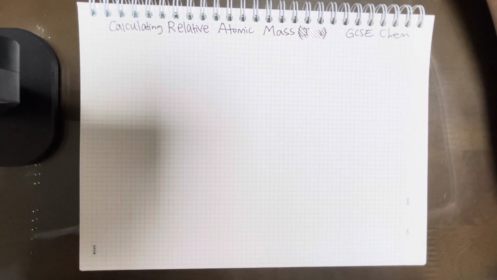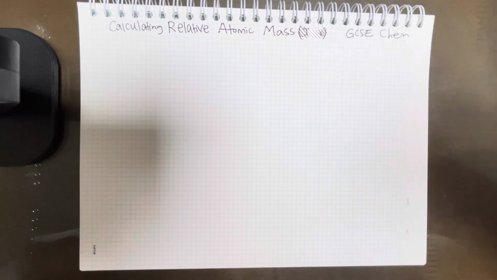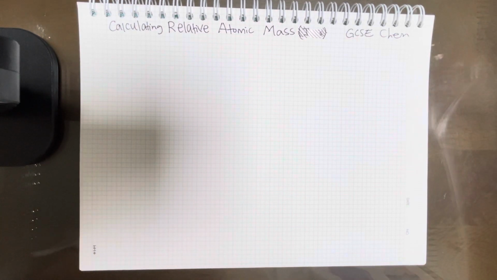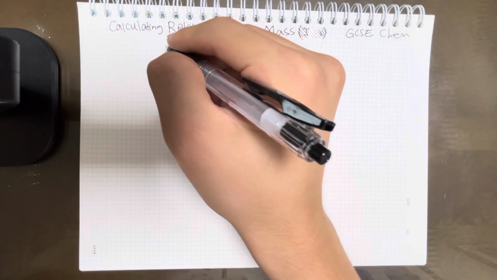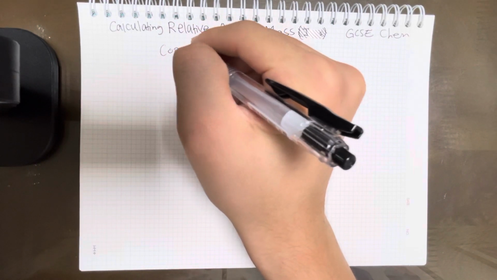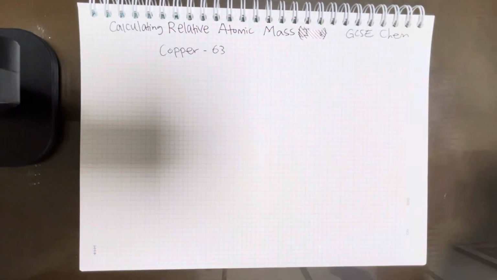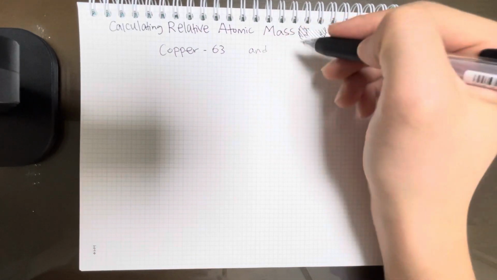So the atoms can have a different number of neutrons. Let's take a look at copper as an example. There are 2 types of copper. We write them like this: there's copper 63 and copper 65.